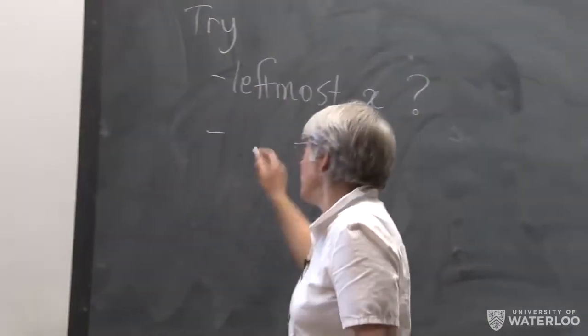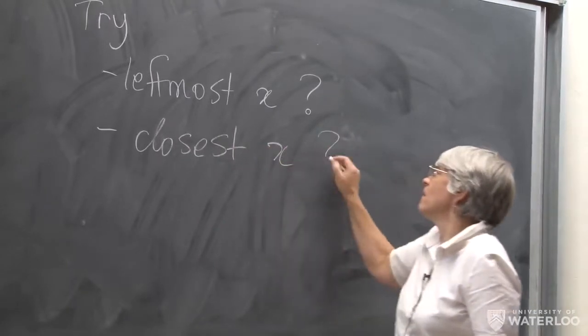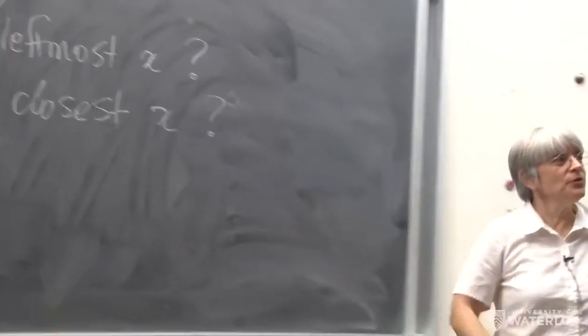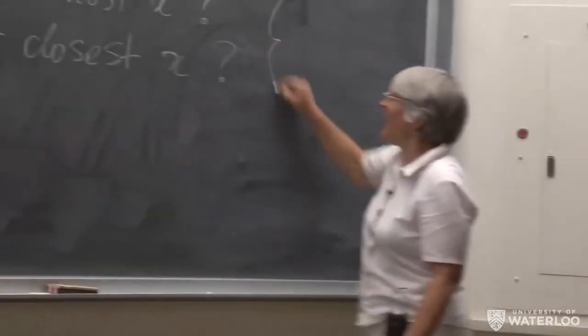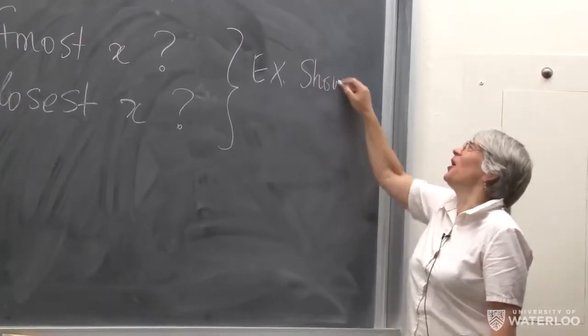The closest x. That's also an excellent idea. There are published proofs that use both these ideas. They are both wrong. So as an exercise, show that these do not work.